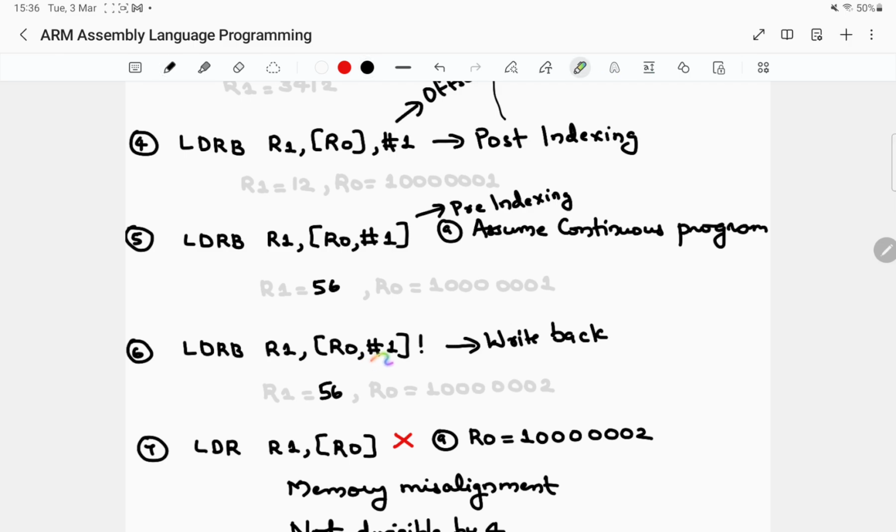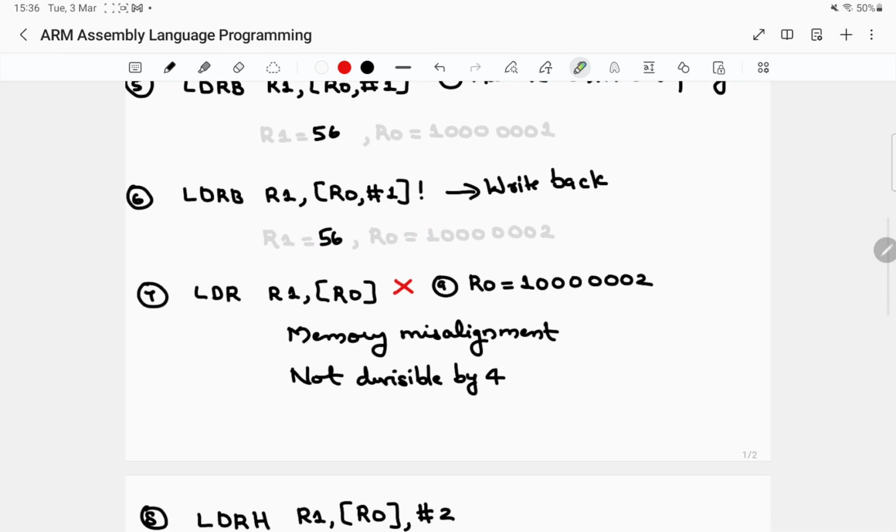So here if you see, R0 will become R0 plus 1. R0 here was 16 zeros and 1. There was no write back here. So it becomes 16 zeros and 2, and the value will be loaded to R1. So 56 will be loaded to R1. Then R0 will get written back with the incremented value. So it becomes 16 zeros and 2.